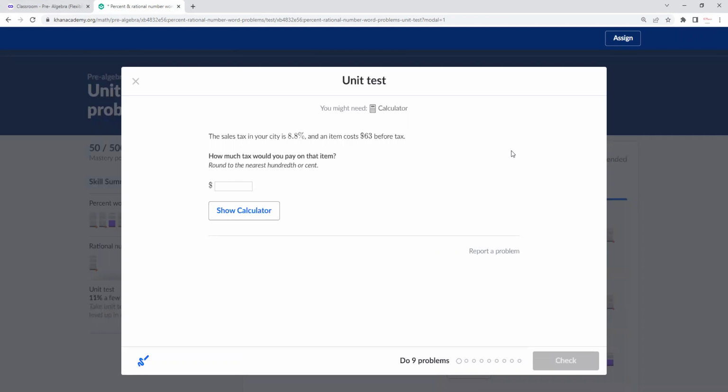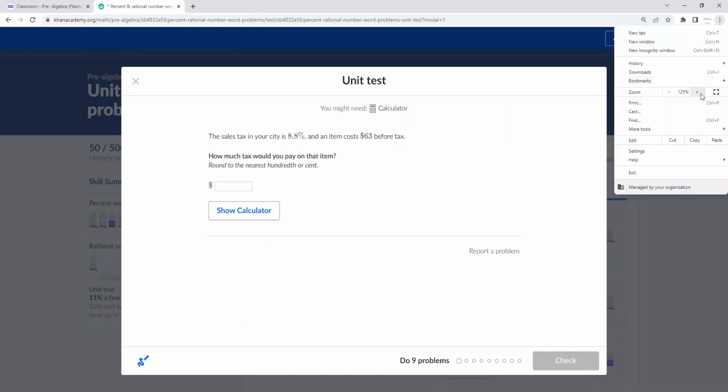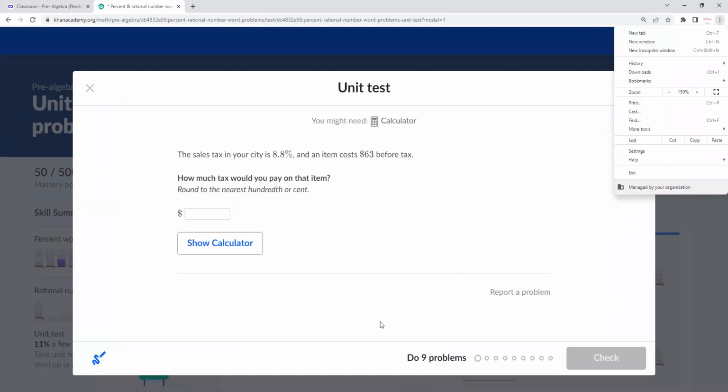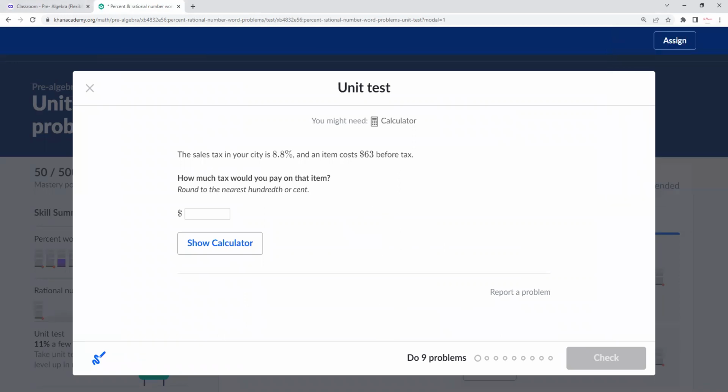Okay, so the sales tax in your city is 8.8%, and an item costs $63 before tax. How much tax would you pay on that item? If you're trying to figure out how much tax you're going to pay on an item, you are multiplying the amount of the item times the percentage. So this as a decimal would be 0.088.